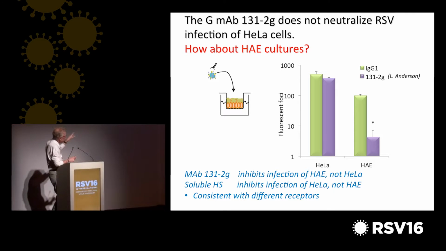So if you look at those two experiments, this one and the one before, 131.2G inhibits infection of HAE, not HeLa. Soluble heparin sulfate is the opposite. So they're really blocking two different things.